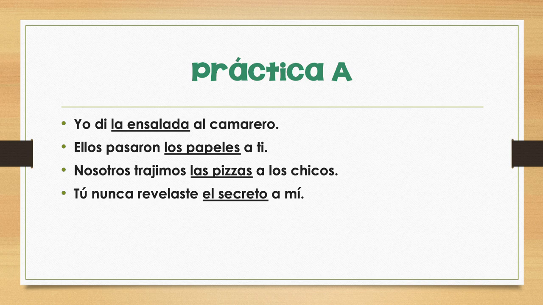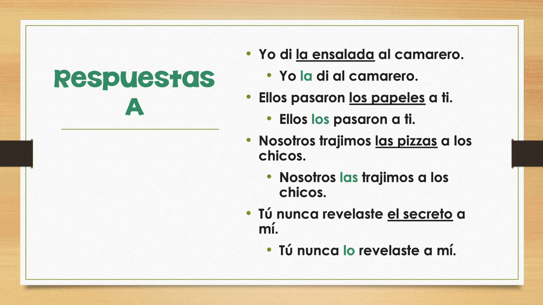I'm going to give you 4 sentences here, and I want you to see if you can replace the underlined object with an object pronoun. Yo di la ensalada al camarero. Ellos pasaron los papeles a ti. Nosotros trajimos las pizzas a los chicos. Tú nunca revelaste el secreto a mí. All right, you're going to see the direct object pronoun in green, and you're going to notice that it's always before the verb. Yo la di al camarero. Ellos los pasaron a ti. Nosotros las trajimos a los chicos. And tú nunca lo revelaste a mí.